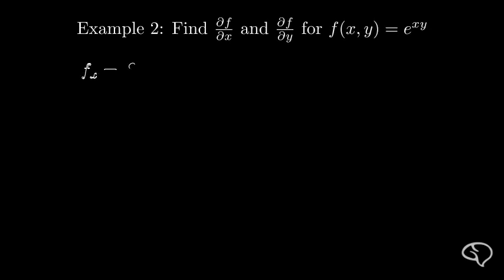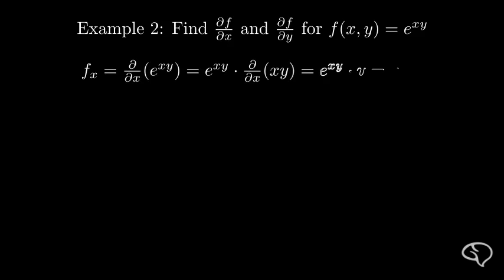For f sub x, we treat y as a constant. Using the chain rule, the derivative of e to the u is e to the u times the derivative of u. Here, u is xy, so its derivative with respect to x is y. This gives us y times e to the xy.